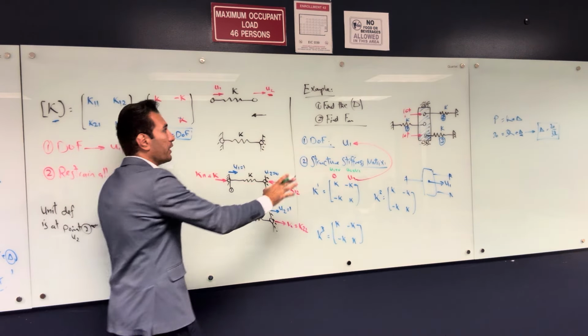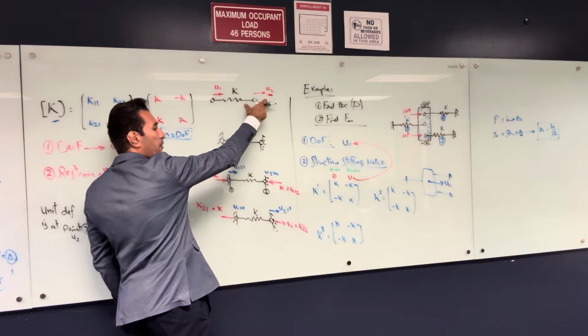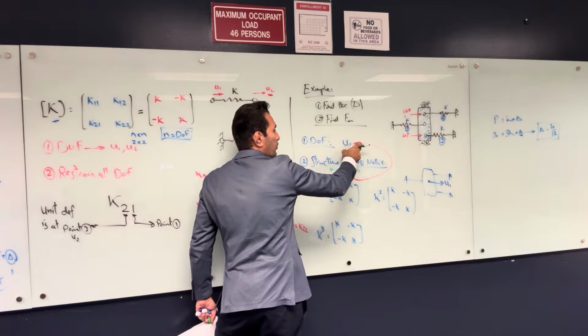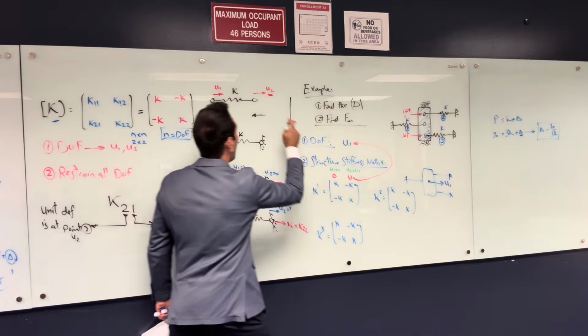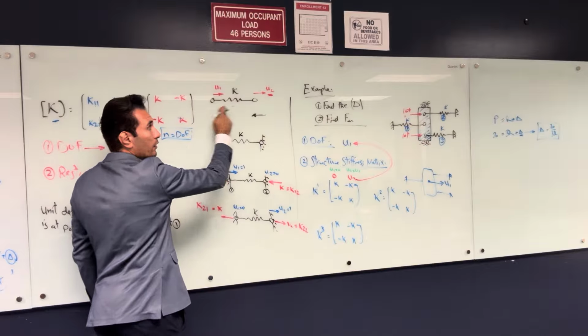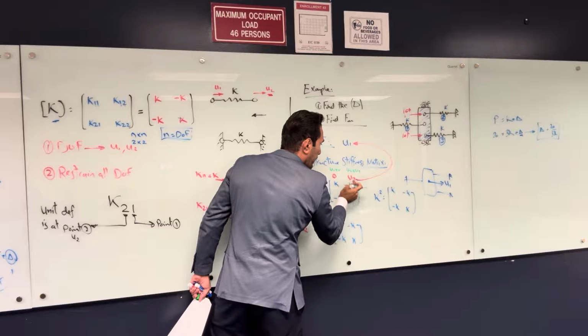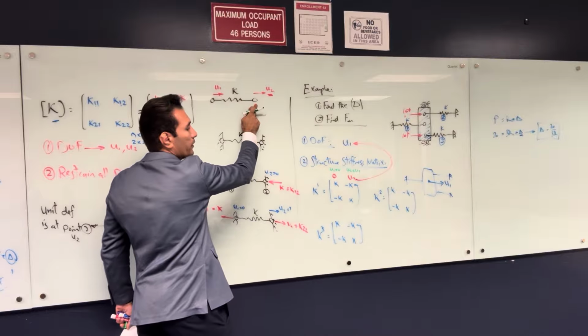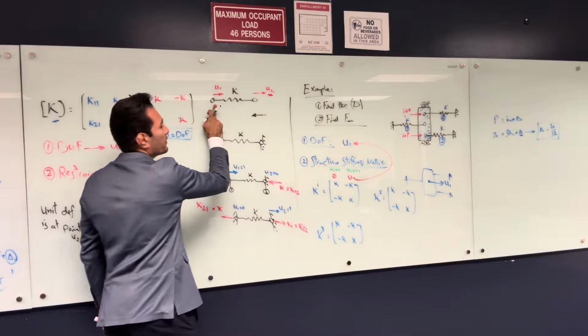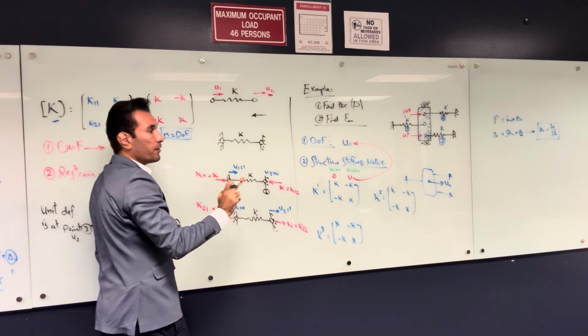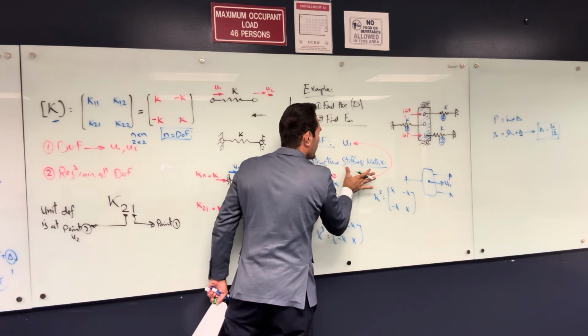So what did I do here? This is U1 and U2 of the member, but here I'm looking at the structural stiffness matrix. U1 is opposite to which one of these? U2, right? So I put here that this column is coming from if U2 is free. But this one is not free, so I have to fix this degree of freedom. So that's why I put 0 and U1.